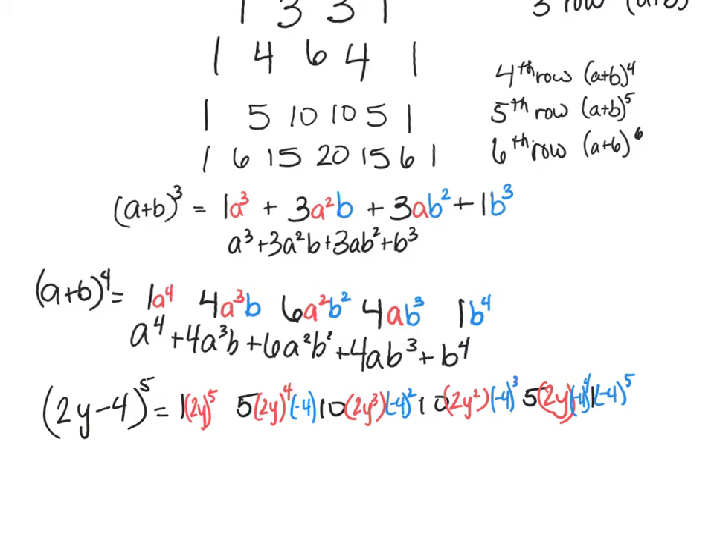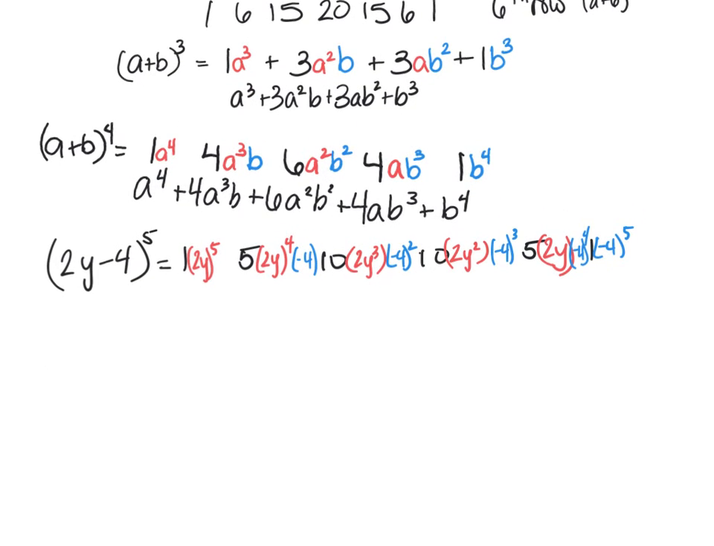So now we have to evaluate these. 2y to the fifth is 2 to the fifth. 2 to the fifth is 32. So that's 32y to the fifth. Then we have 2y to the fourth, which is 16y to the fourth, times negative 4 times a 5. Well, 5 times 16 is 80, and so 80 times negative 4 is negative 320y to the fourth. So we're just multiplying this all out. 5 times 16 is 80, times negative 4 is negative 320.